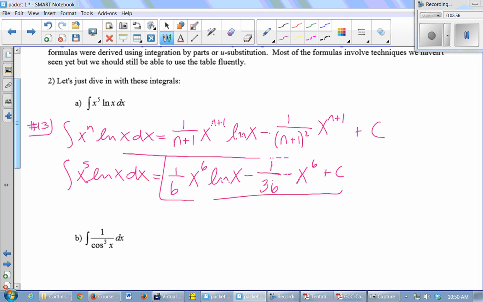Oops. Done. Is this your favorite integration technique? No? What's your favorite? By parts. You could also do this by parts, yeah.